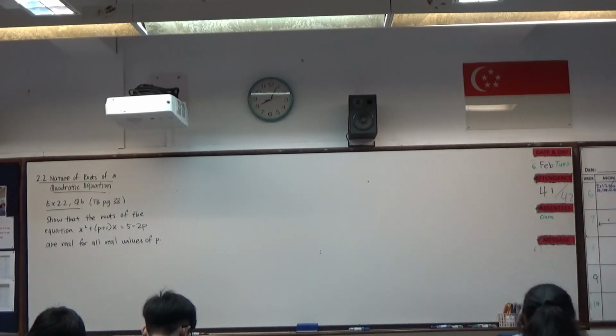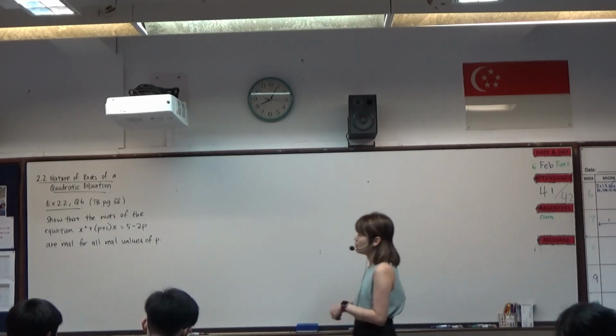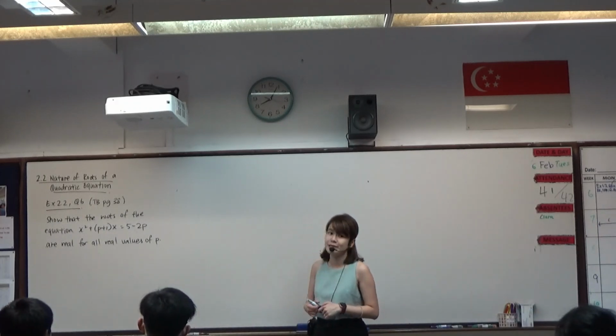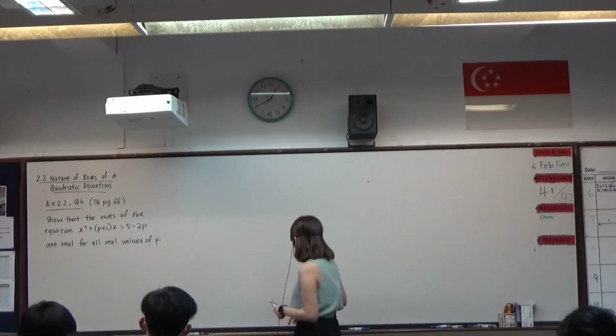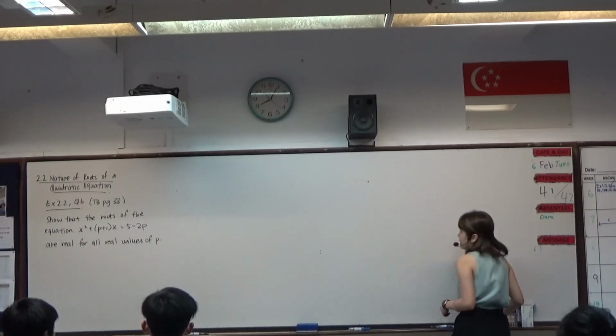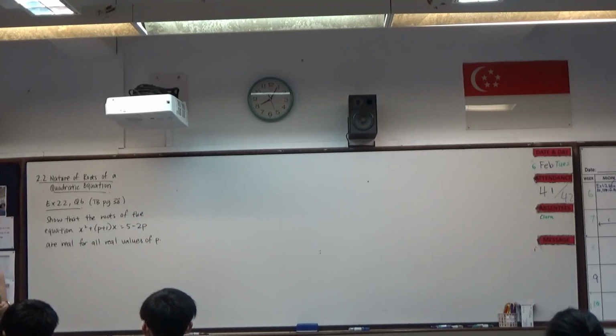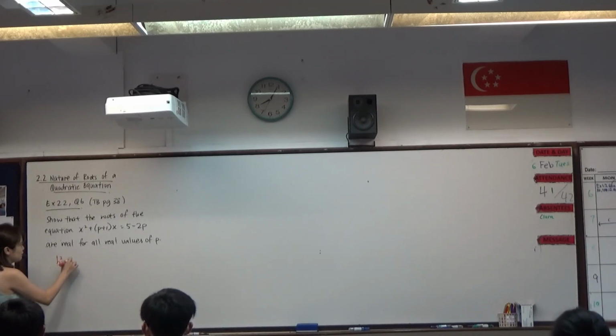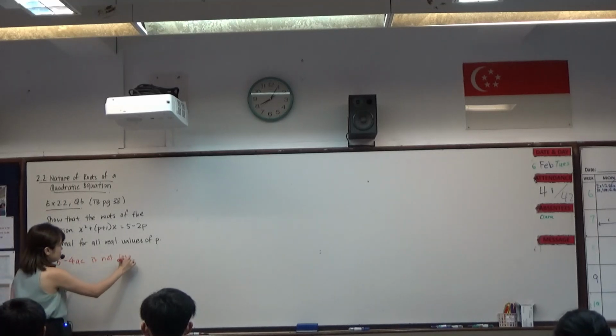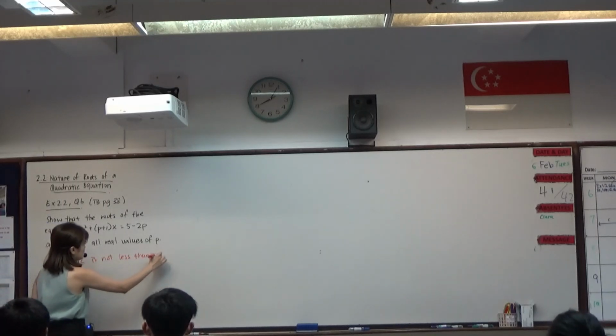In this question, it wants us to show that the roots of the equation are real for all real values of p. Okay, so what is our endpoint? What is it that we want to find? What do you think this question is asking? Okay, so Jovan says b squared minus 4ac is not less than or equals to 0.